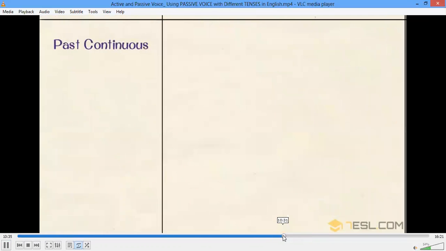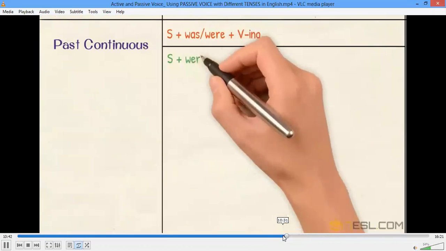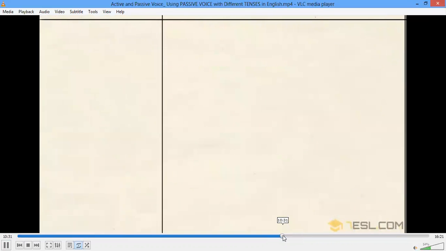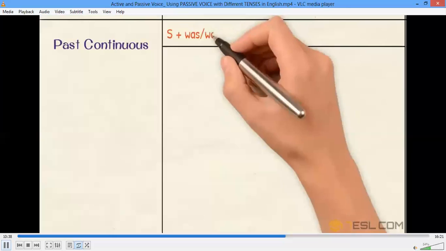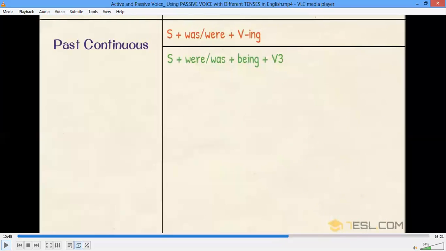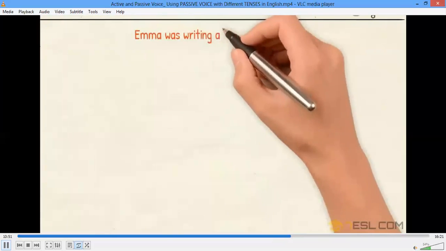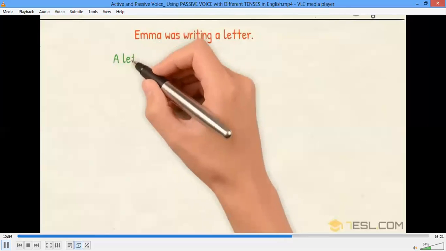Now the past continuous tense. For the active sentence, it's subject, was or were, plus verb ing form. And for the passive voice, there is subject, were or was, plus being, and then third form of the verb. Now the examples are, Emma was writing a letter. A letter was being written by Emma.